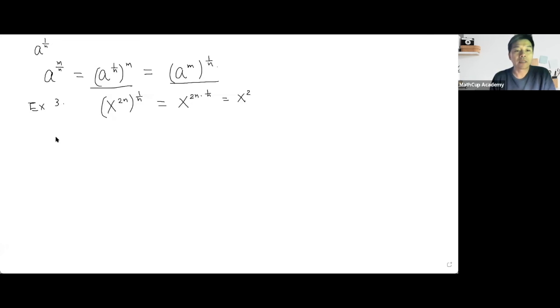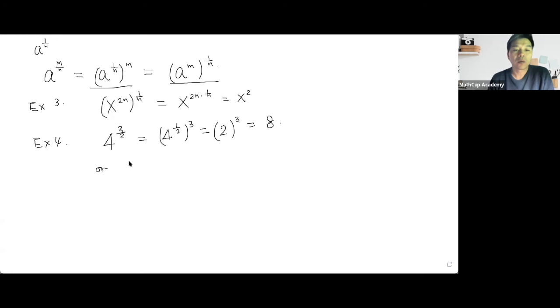And let's look at example 4. What is 4 to the power 3 over 2? If we do it this way, you get 4 to the power 1/2, to the power 3. And 4 to the power 1/2, we know, is the square root of 4, which is 2, and 2 to the power 3 equals 8. This is the way where we do the 1/2 first and then raise to the power 3.